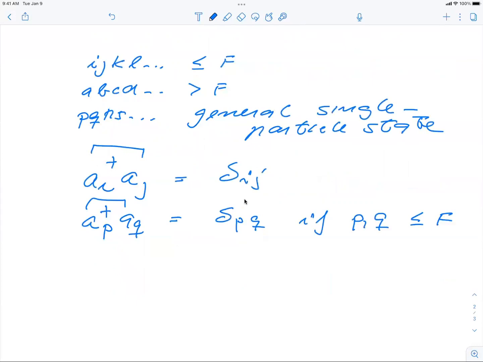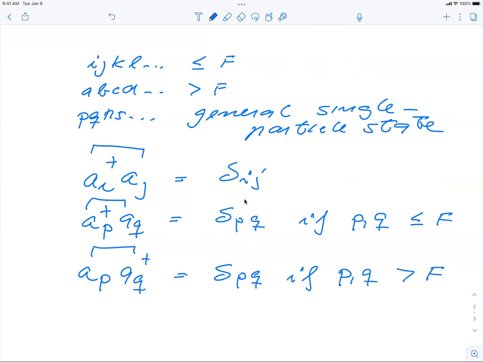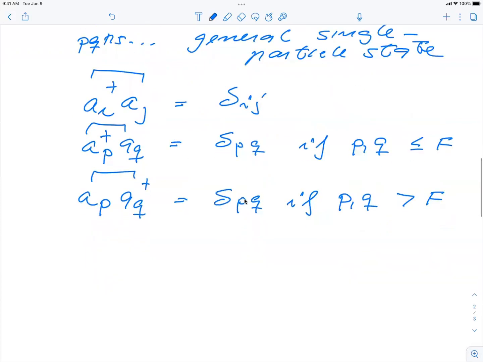And yesterday we also defined the other contraction in case we have states above the Fermi level. So this is equal to delta PQ. And these are the only non-zero contractions now for PQ larger than F. This gave us the possibility to define specific states.